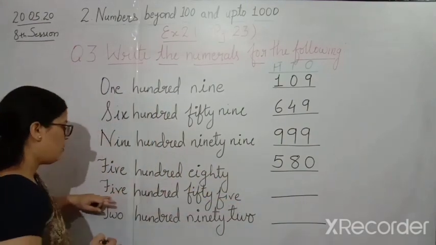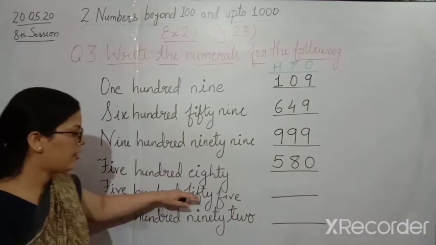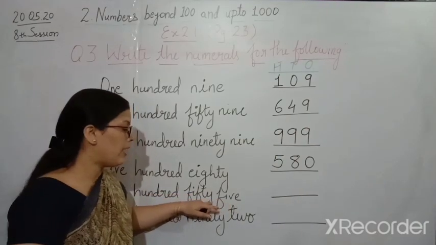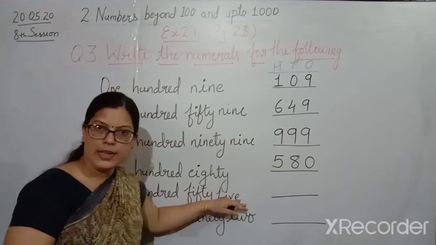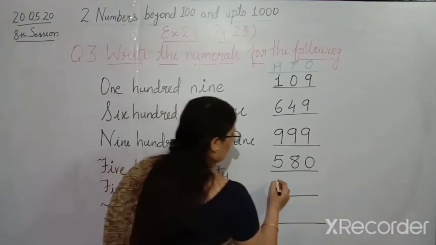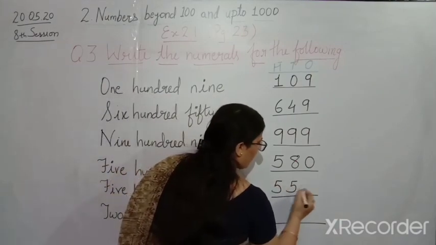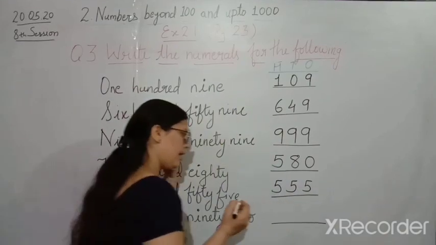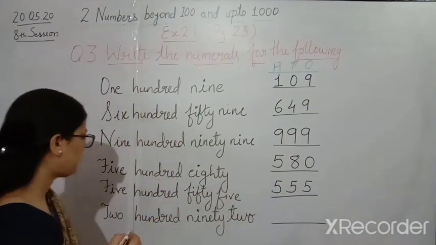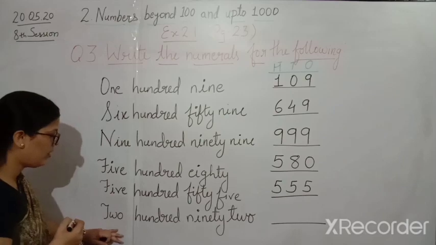Now 555. We'll write 5 at the hundreds place, and here it is 55, so we'll write 5 both at the tens and ones places. So the number is 555.